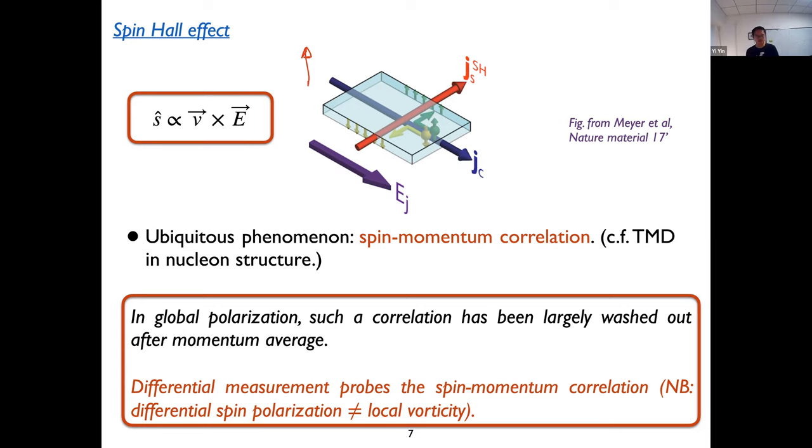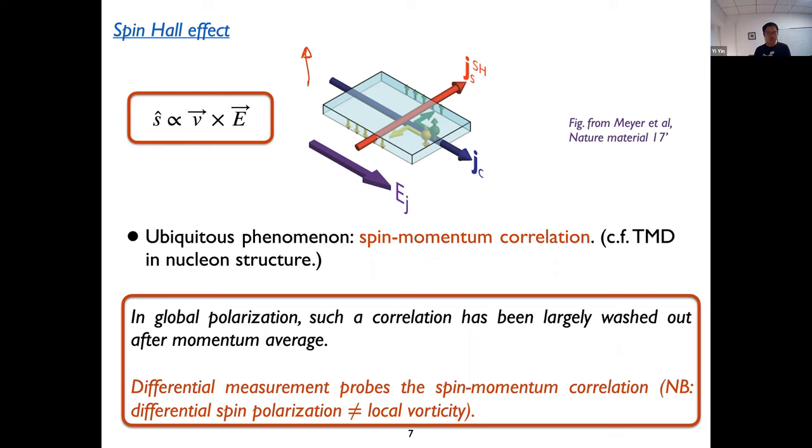velocity or the momentum. One important distinction between this spin Hall effect and the rotation induced polarization is that in the case of rotation, the direction of spin does not depend on the direction of the momentum or the velocity of the spin carriers. But for the spin Hall effect, the direction is transverse to the direction of the velocities, meaning in these cases the spin and the momentum are correlated with each other. So this is what I would refer to as the spin momentum correlations.